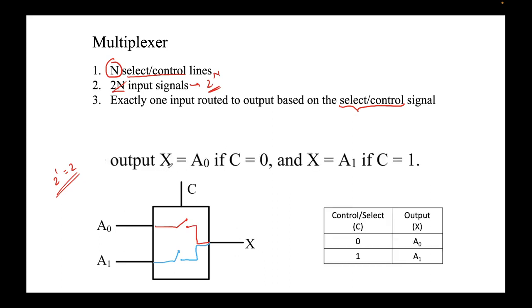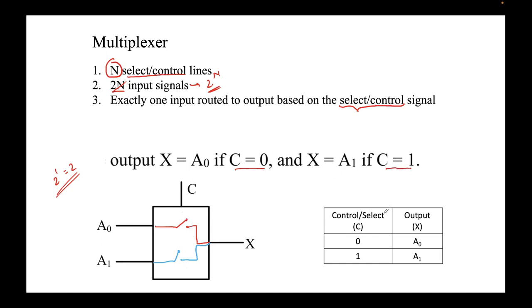And it is given that output X is A0. So when will A0 reach? A0 will reach X when C is 0. This is written here. So when C is 0, this means this switch will become closed. This is just an illustration. There is no switch in between. I'm just saying it for the sake of simplicity. However, if the value of C is 1, then this switch will remain open and this switch will close.